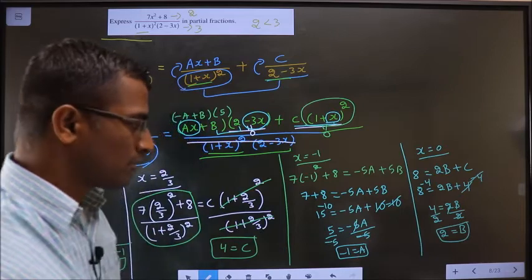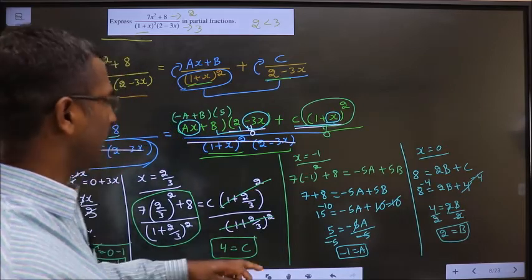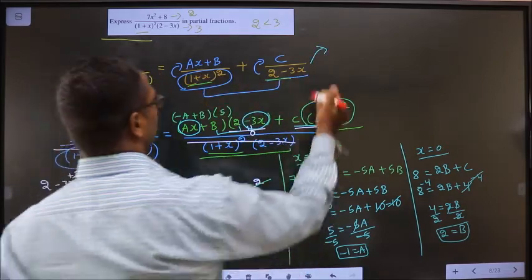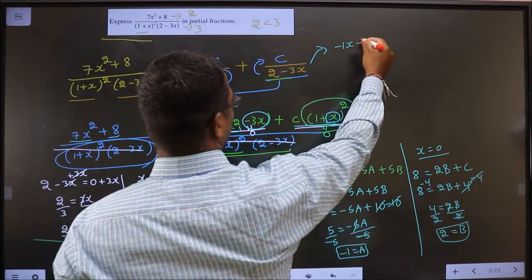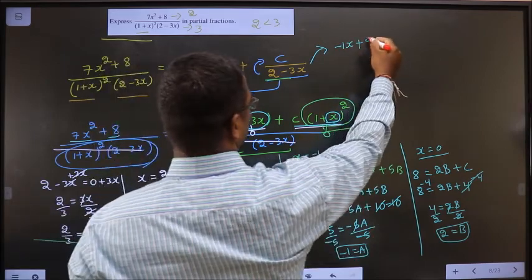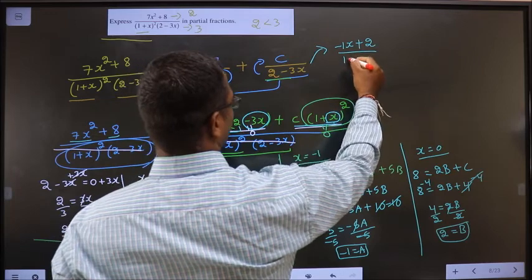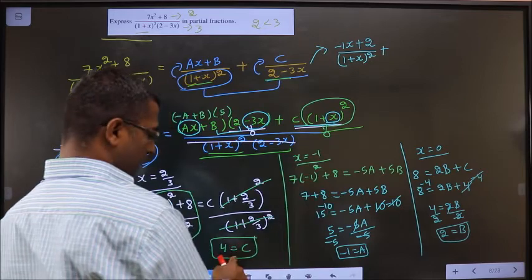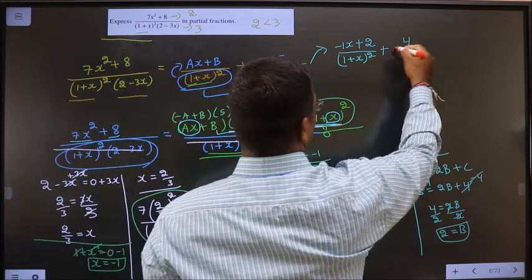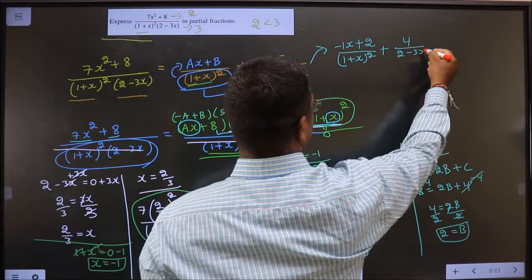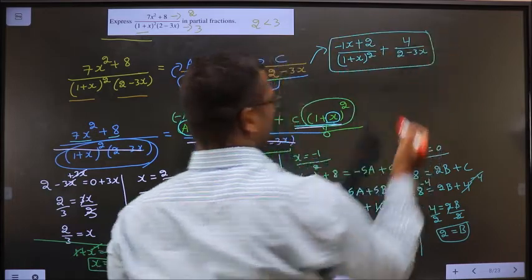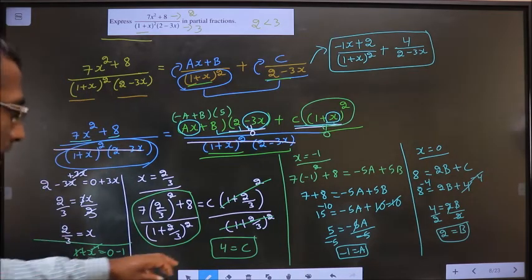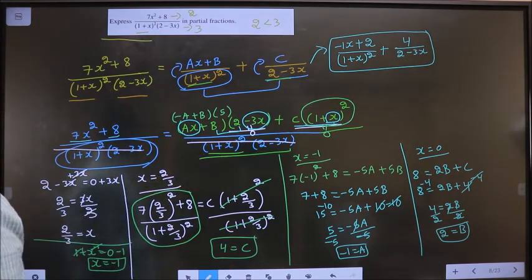Clear? So your final step should be replace a, b and c in this. So a we got to be minus 1. So minus 1x plus b, which is 2, by 1 plus x whole square, plus c, which is 4, 4 by 2 minus 3x. This is the final answer. In the final step, you should replace the values of a, b and c. Okay.